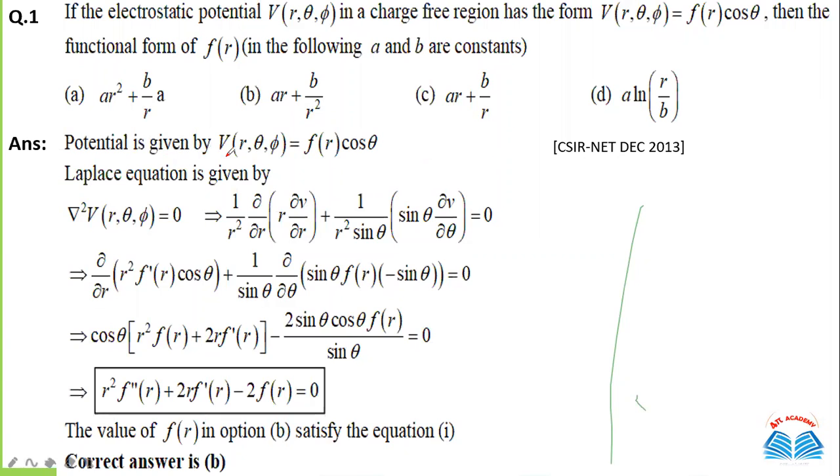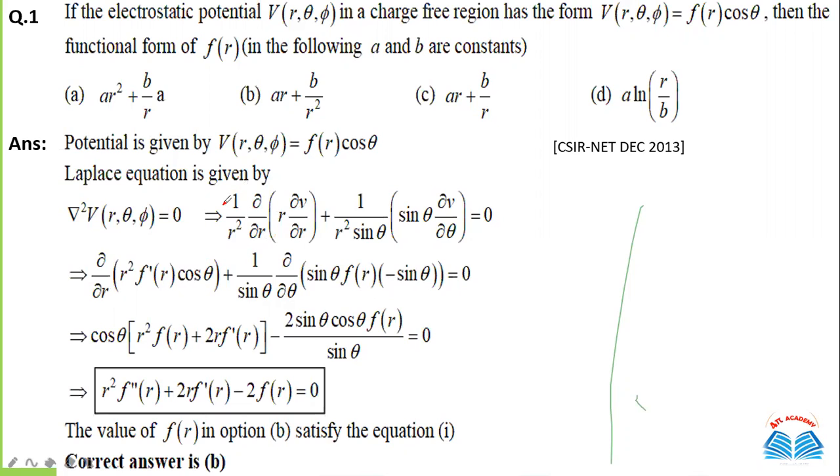So we have been given the potential, which is V(r, theta, phi) equals F(r) cos theta. We know the Laplace equation, and this r, theta, phi means this is in spherical coordinates. So we will use the Laplacian operator in spherical coordinates, which is this one. So please remember all these forms of the Laplacian operator in Cartesian, spherical, and cylindrical coordinates, so that you can directly apply them and solve these questions.